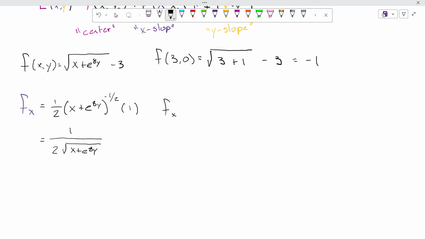So now that I have my x partial, I should also plug my point in. So this is 1 over, well, I already know the square root of 3 plus e to the 0 is going to be 2. We did that in the first calculation, so that looks like 1 over 2 times 2, which is 1 over 4.